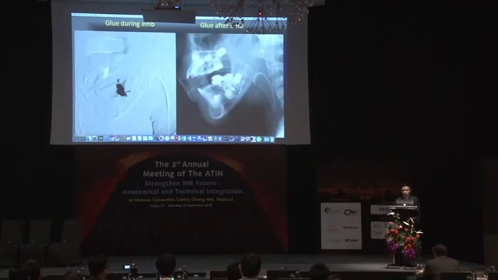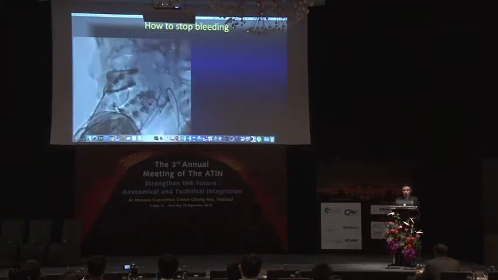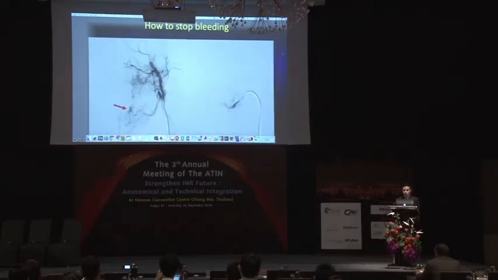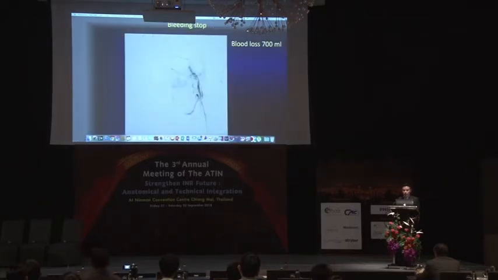Compare the glue during embolization and post-embolization. It has moved out. So, how to stop the bleeding? We compressed the gum at the bleeding site, and in the meantime, we embolized the arterial feeders with glue and with particles. After that, the AVM was gone and the bleeding stopped.